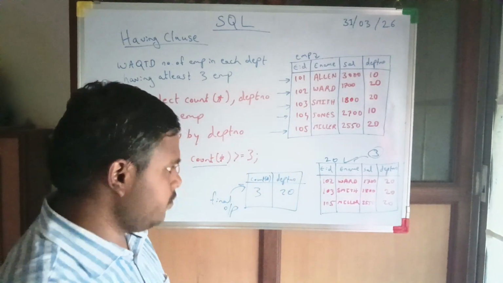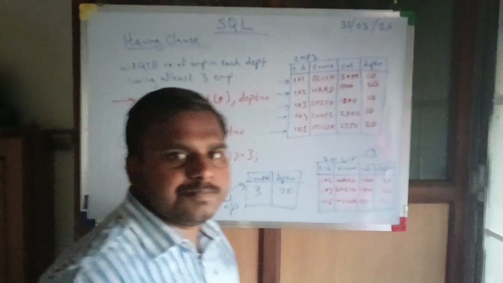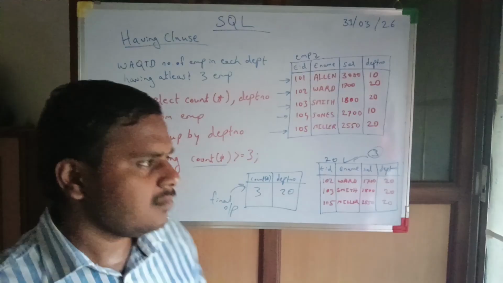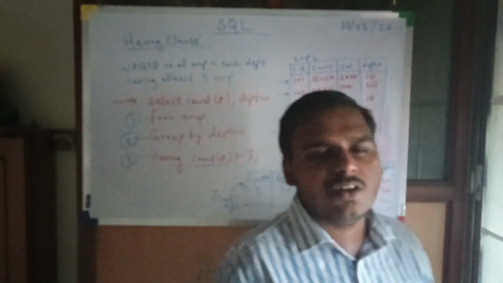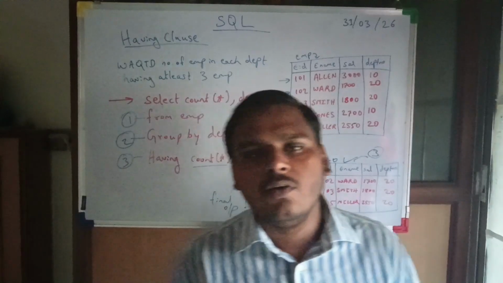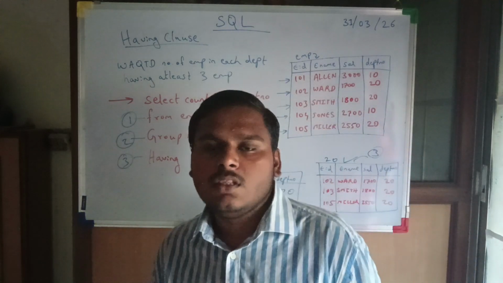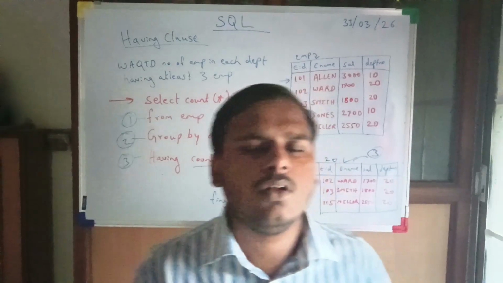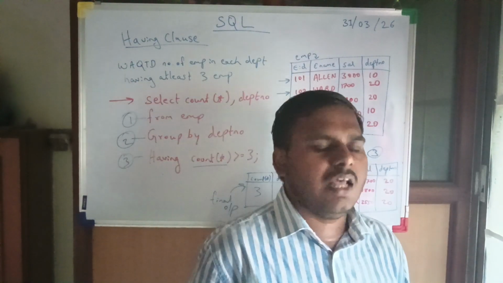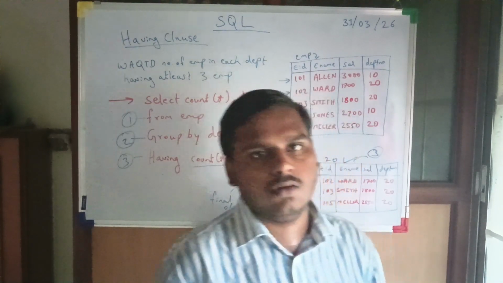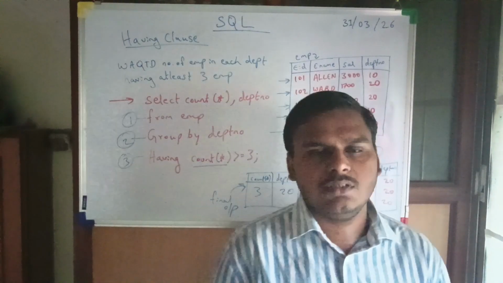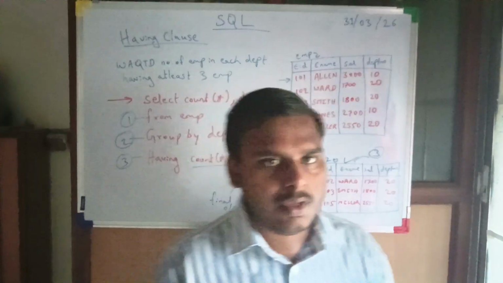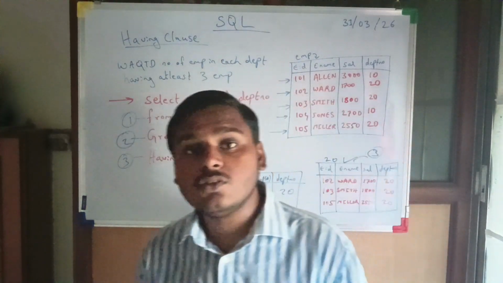So you got an idea how the GROUP BY clause is working and the HAVING clause is working. HAVING clause is used to filter the groups. WHERE clause is used to filter the records. In every interview there is a question: what is the difference between WHERE clause and HAVING clause? You can answer like this: WHERE clause is used to filter the records, HAVING clause is used to filter the groups. This is one difference. Second difference, WHERE clause executes row by row, HAVING clause executes group by group.